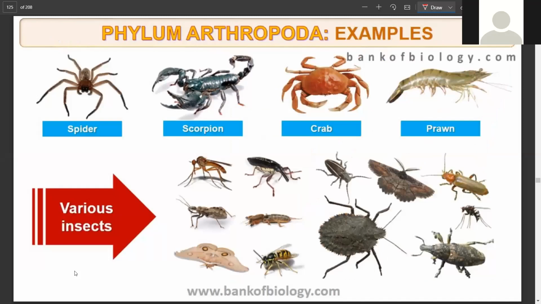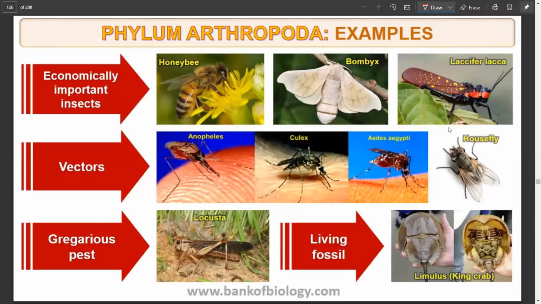Now, for examples of insects, there are a number of them. You can give any examples you like, but a few representatives are spider, scorpion, crab, prawn, and the centipedes, and all the other insects are in this particular group of arthropods. There are certain economically important arthropods, for example the honeybee, then the silkworm or Bombyx mori, then Laccifer lacca, from which we get lac, the lac insect.